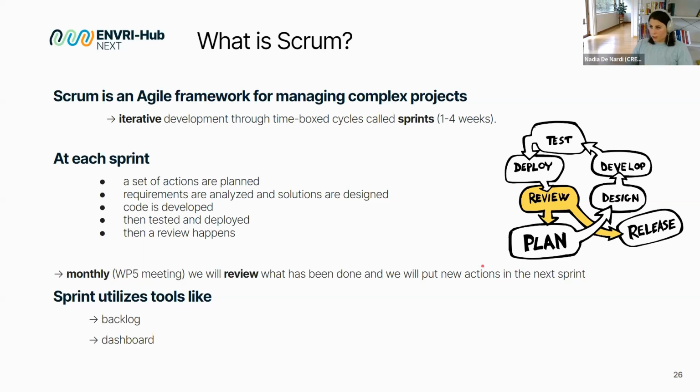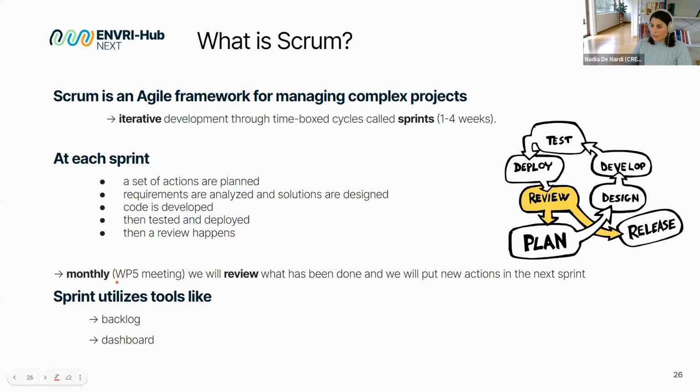Then during the sprint, the requirements are analyzed and solutions are designed, code is developed first, and then tested and deployed, and then we arrive at the next review meeting, showing a demo or talking about whatever happened during the sprint. We list down another set of activities to be planned in the next sprint. We insert the activities, the tickets, in the new sprint, and we start again on the cycle.